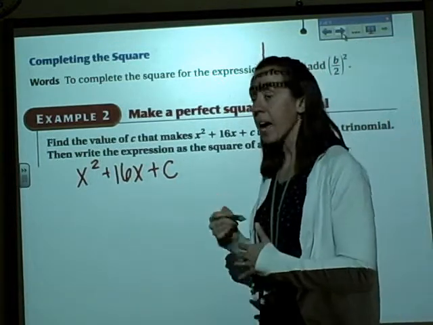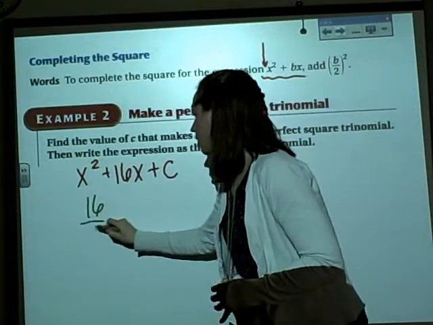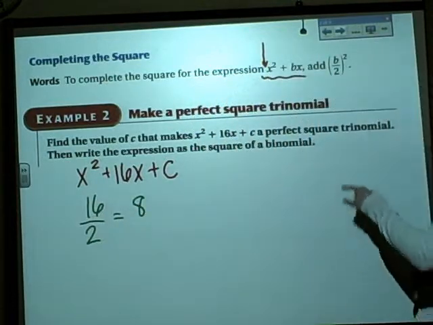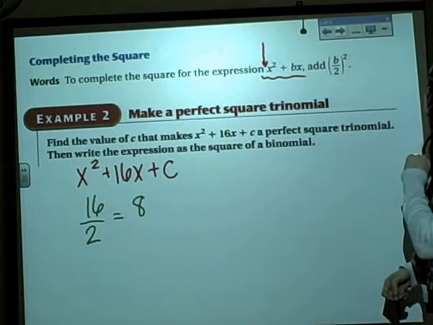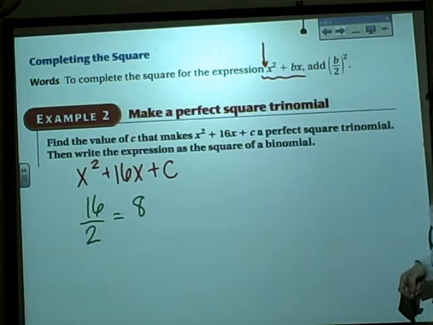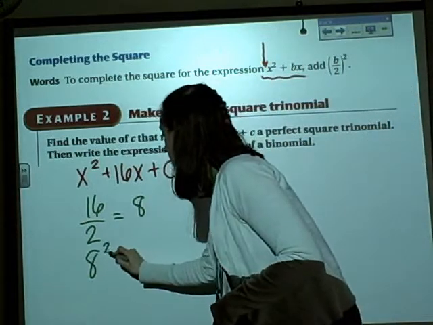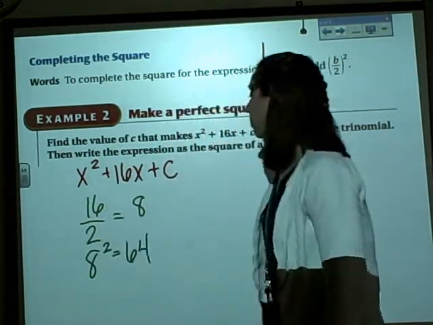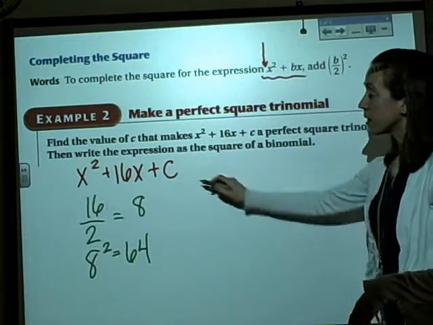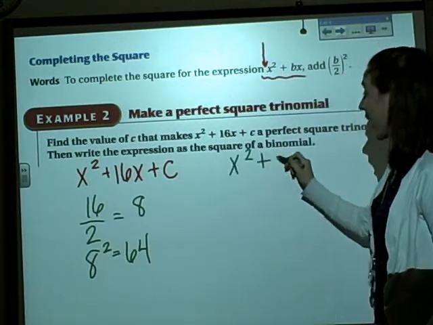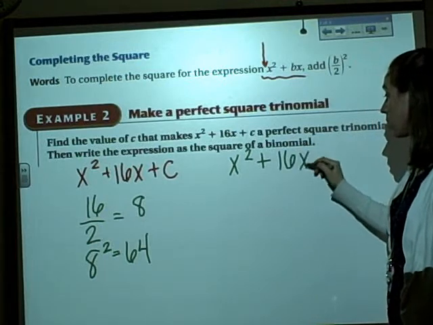16 in half gives me 8. My definition then tells me to take whatever I got when I took half of my b value and square it. 8 squared is 64. So that tells me in order for this expression to be a perfect square, c has to be 64.